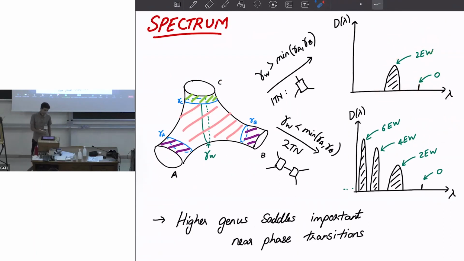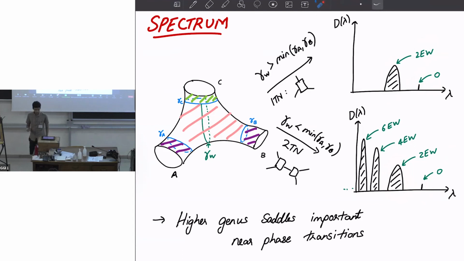And on the other hand, if you have another cross section here in the middle, which is the minimum one, then you can really see the difference between all of these different saddles, and you find a spectrum where there's a disconnected phase, there's a connected phase with 2 EW, but then there's also this whole sequence of 4 EW, 6 EW, and so on. And this is something you can just check numerically as well, and has this nice structure. So it seems like there's a very rich structure to the tensor network when you do this canonical purification.